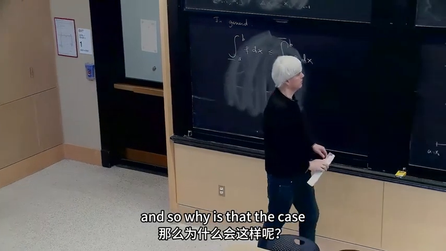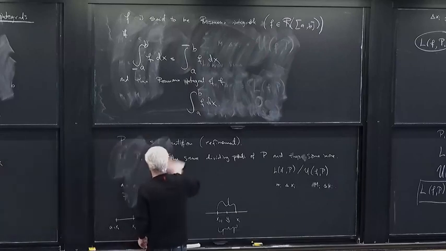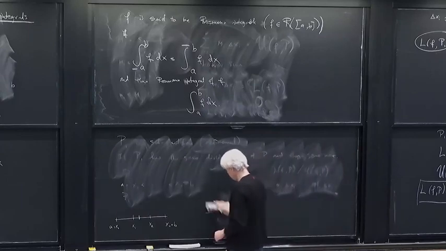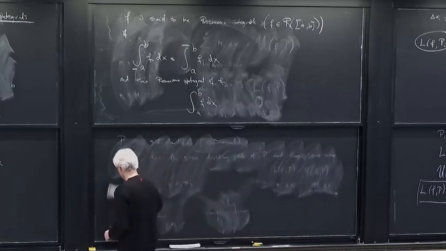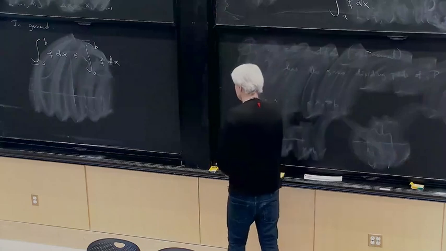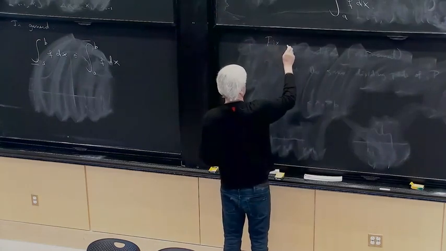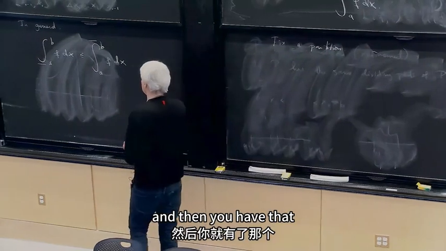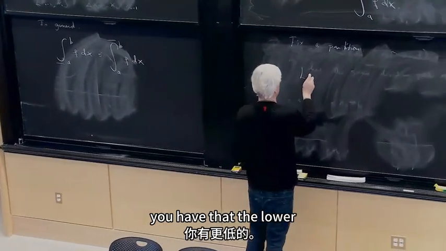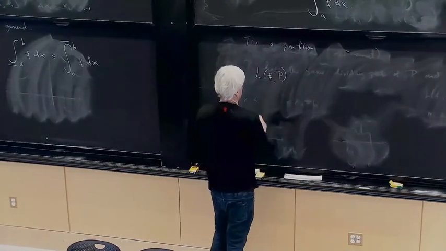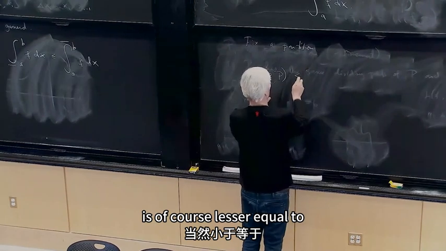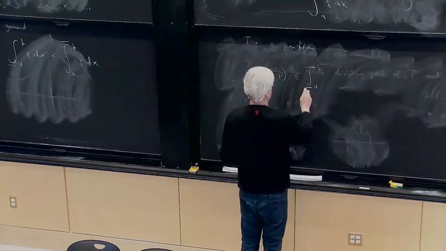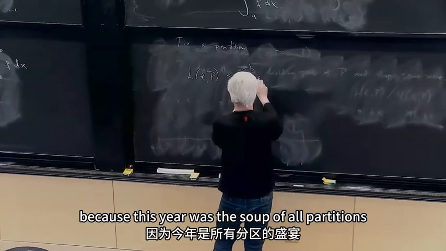And so why is that the case? This is because if you take a partition, so fix a partition, then you have that the lower sum here is of course less or equal to this thing here, because this here was the sup of all partitions.